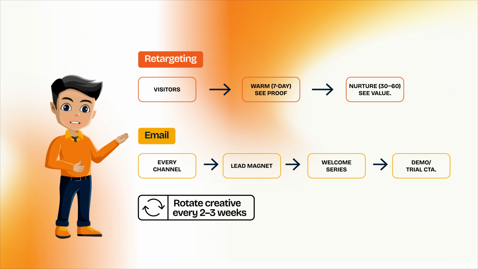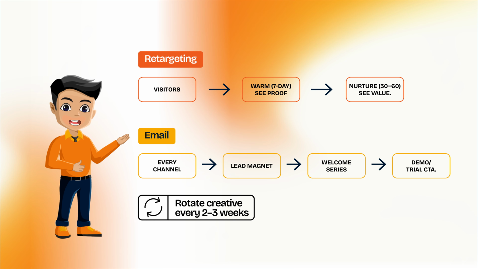Layer retargeting everywhere. Viewers/visitors: proof assets, case study, comparison, demo clip. 7-day warm, strongest intent. 30 to 60 day, nurture. Connect email as the backbone. Every channel: lead magnet, welcome series, demo trial, CTA. Email warms traffic and reduces CAC on re-entry.